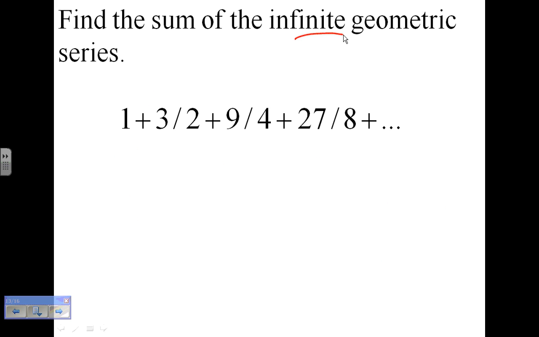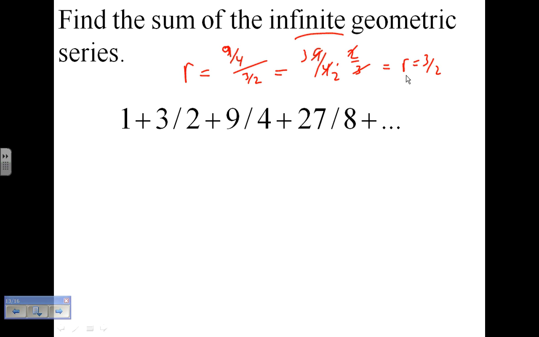Find the sum of the infinite geometric series. All right. Well, you just had to know r. What is r in this case? Well, if you take 9/4 divided by 3/2, you can take 9/4 times 2/3. And you end up with r equals 3/2. So we're in good shape.